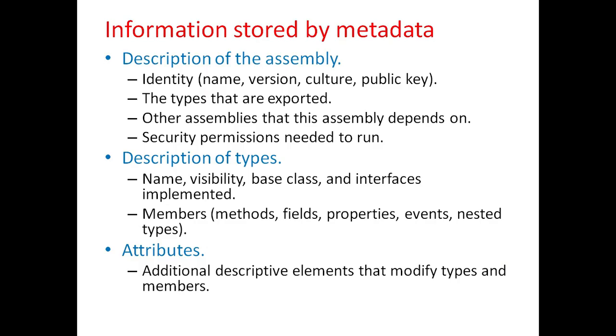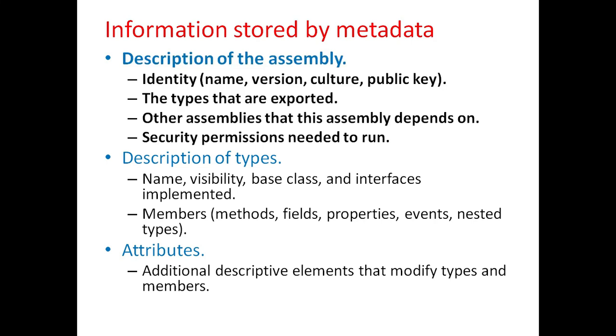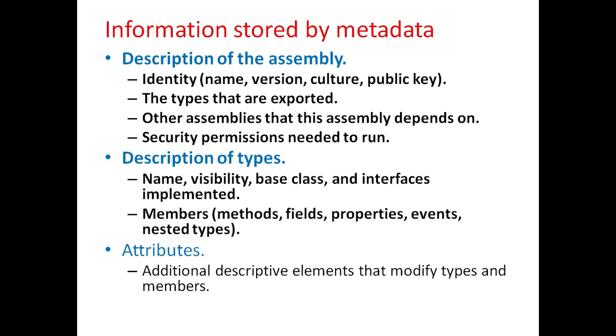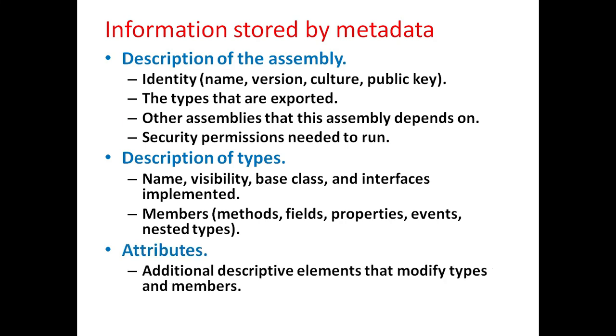The information stored by metadata includes descriptions of the assembly, that is, the identity which contains name, version, culture and public key, the types that are exported, other assemblies that this assembly depends on, and the security permissions needed to run. Then descriptions of types, that is name, visibility, base class and interfaces implemented, and the members like methods, fields, properties, events and nested types, and attributes, which are additional descriptive elements that modify types and members.